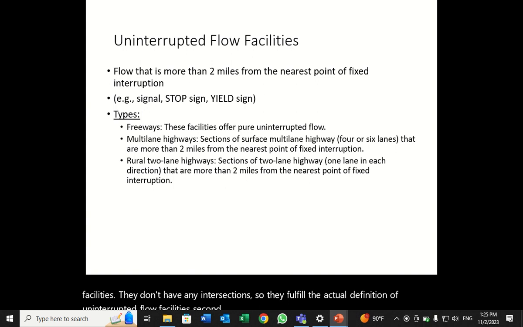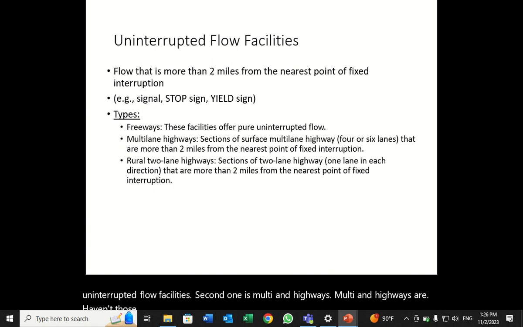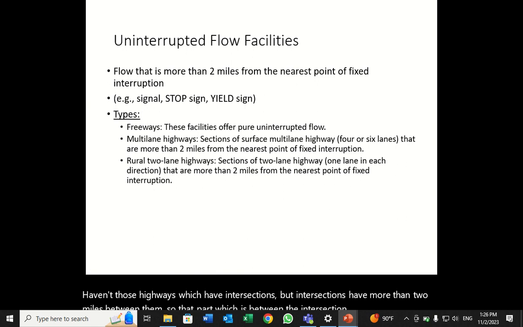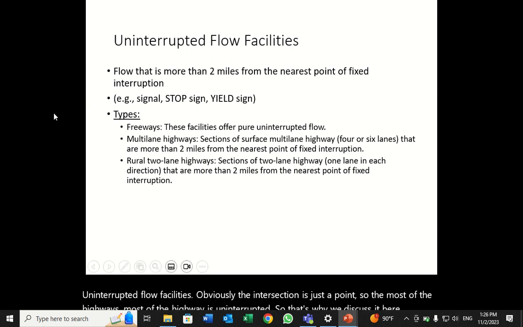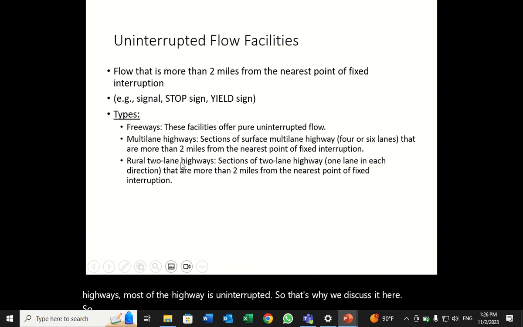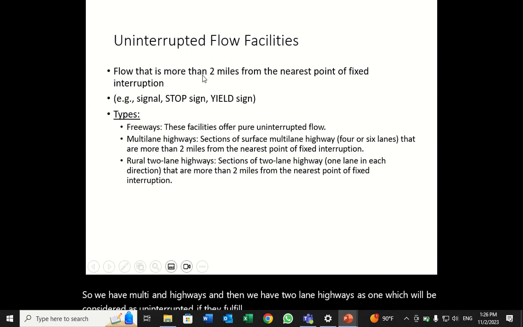Second one is multi-lane highways. Multi-lane highways are those highways which have intersections, but the intersections have more than 2 miles between them. So that part which is between the intersections is considered as uninterrupted flow facilities. Obviously the intersection is just a point, so most of the highway is uninterrupted. That's why we discuss it here. Then we have two-lane highways as well, which will be considered uninterrupted if they fulfill the condition of spacing between the intersections of 2 miles.